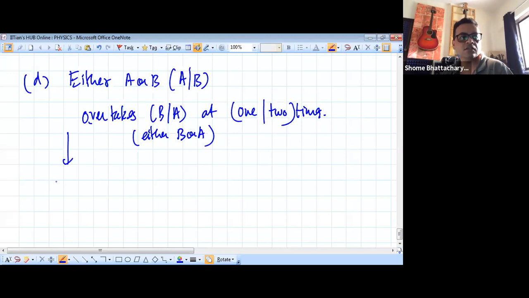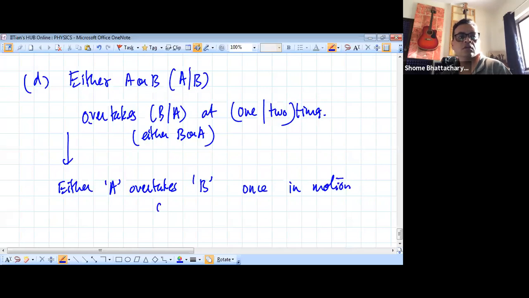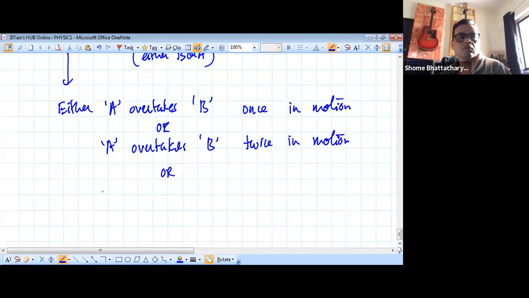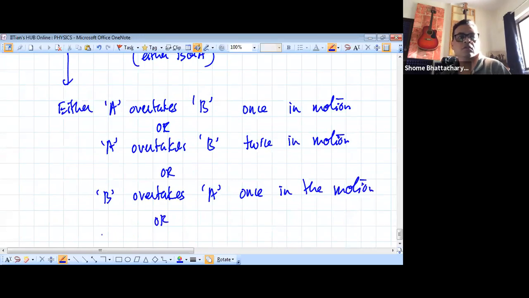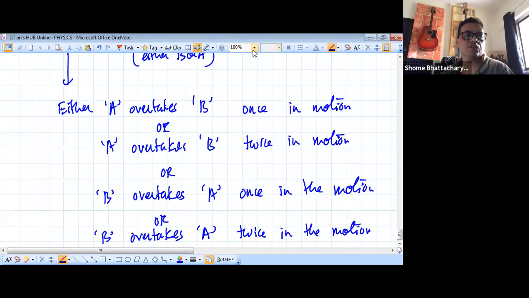What this means to say is that there are many cases possible. Okay, it means that either A overtakes B once in the motion, okay, or A overtakes B twice in the motion, okay, or B overtakes A once in the motion, okay, or B overtakes A twice in the motion. Okay, so that's why I said it's a very complicated statement, because it's a conditional statement.